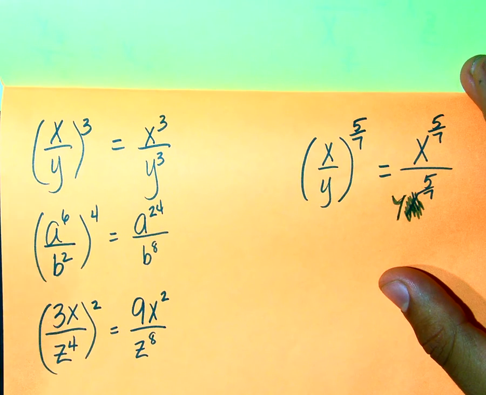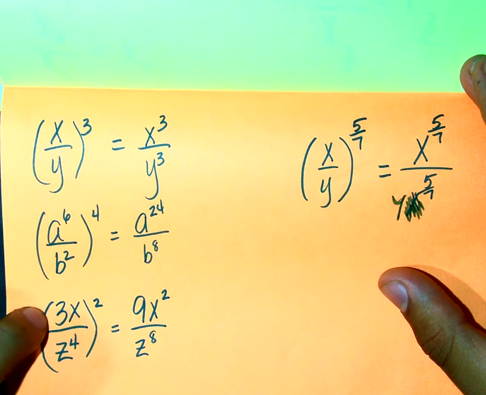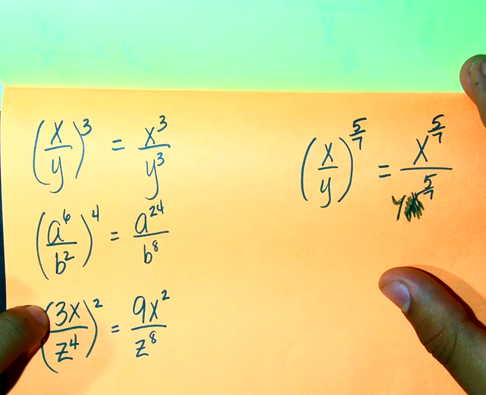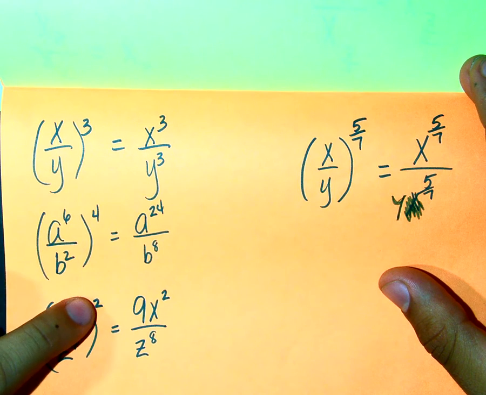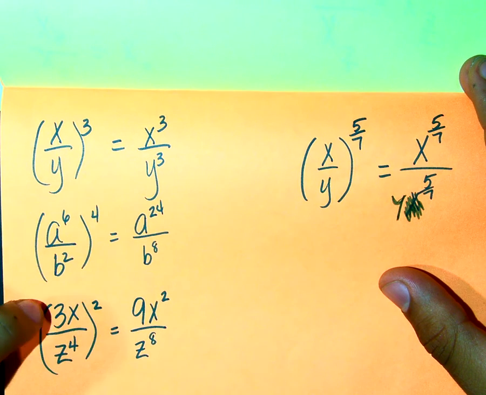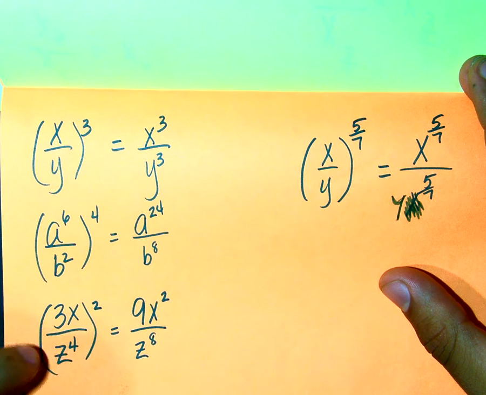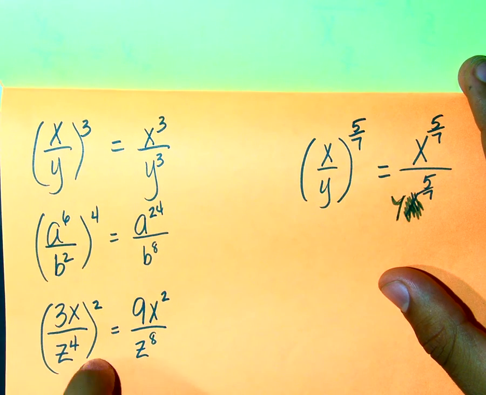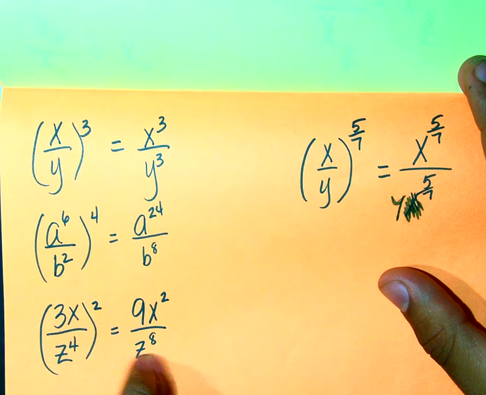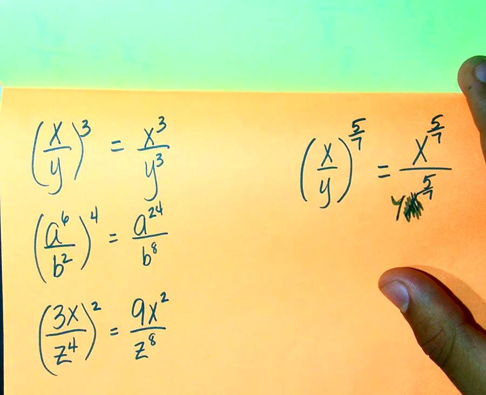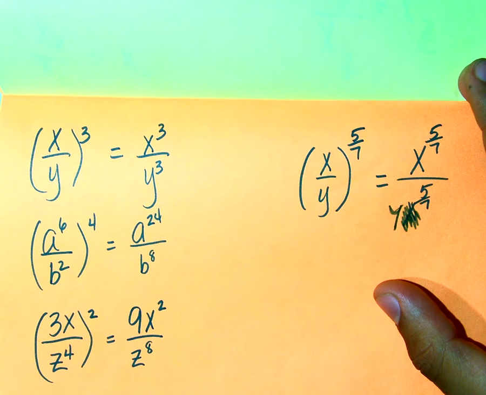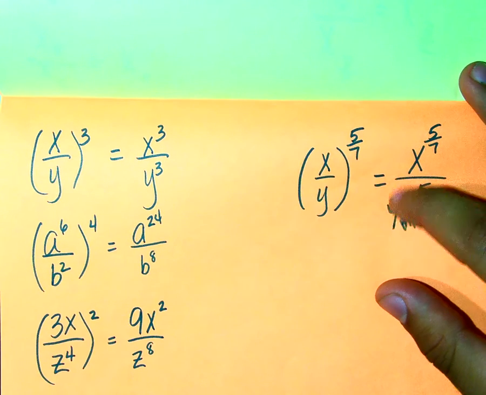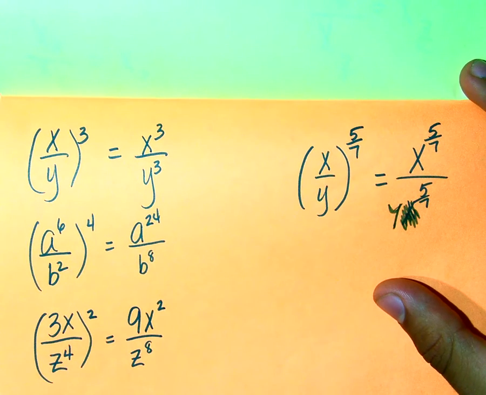In this example down here, you'll see that we have a coefficient of 3. So this squared exponent needs to go to the 3 and the x. So that becomes 9x squared. And the bottom is z to the 4th, so z to the 4th squared is z to the 8th. We just multiply those. Okay. This right here is a y. Some people thought it was a 7, some people thought it was a 4, but it's a y.